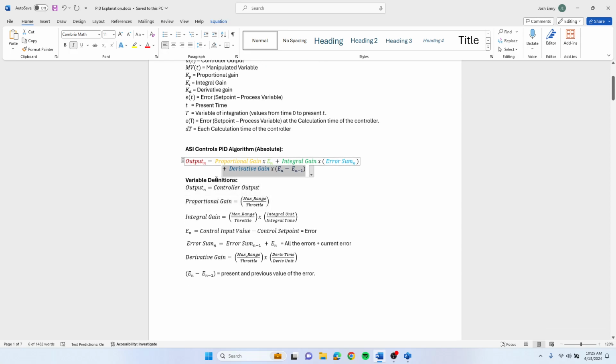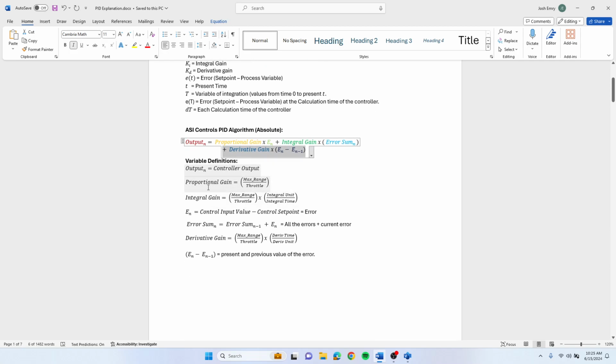So the variable definitions: the proportional gain is your max range divided by throttle. Max range is the max range of that analog output. So if that analog output on an ASI controller, the resolution allows for 255 steps, the max range is 255. Now you could limit that if you want, but let's say our max range is 255 because we want to be able to go to 100%. Our throttle is what it's going to take to get to full output. So if that's 20 degrees, then our throttling range is going to be 20 degrees.